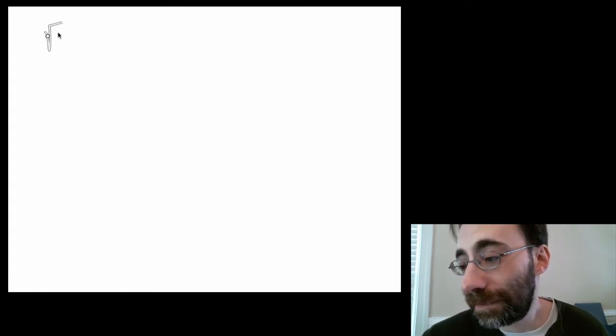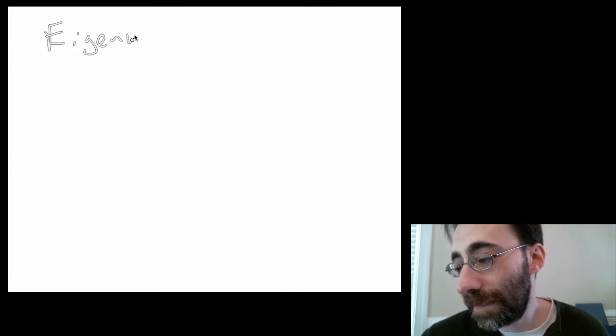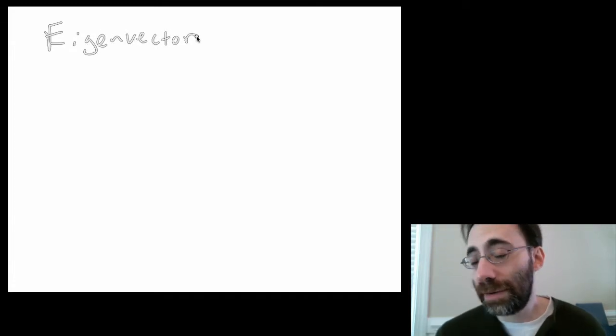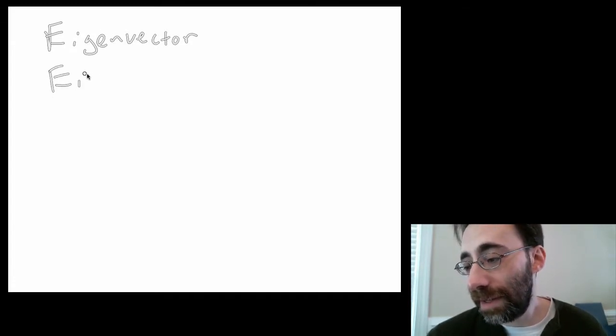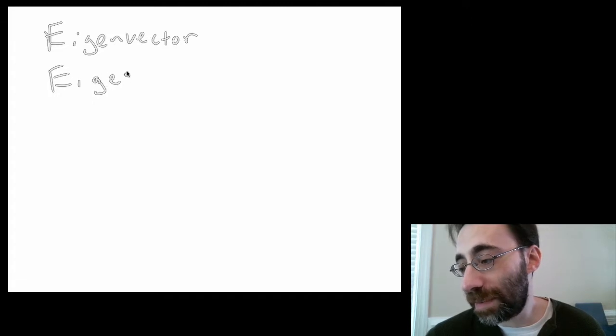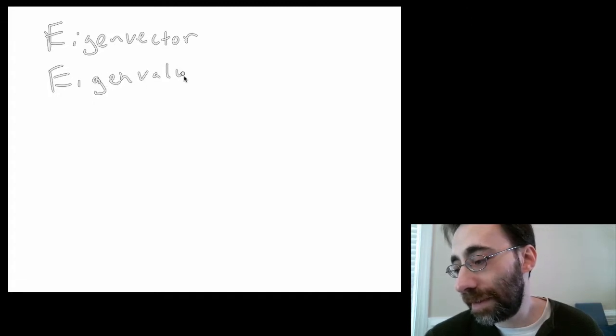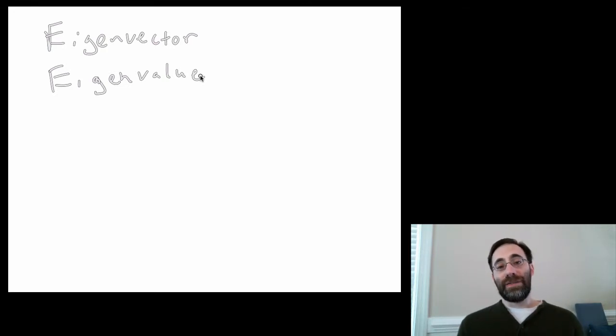Okay, so let's begin by talking about eigenvalues and eigenvectors. And I'm going to write those here because those are not familiar words to most people. So an eigenvector and an eigenvalue. These are corresponding terms. For every eigenvector, there's an eigenvalue and vice versa. Eigen translates roughly into characteristic. These are characteristic vectors and characteristic values of matrices.